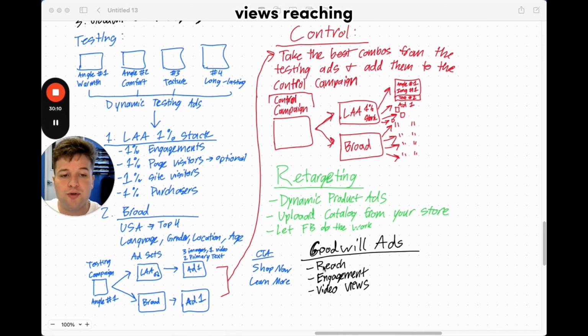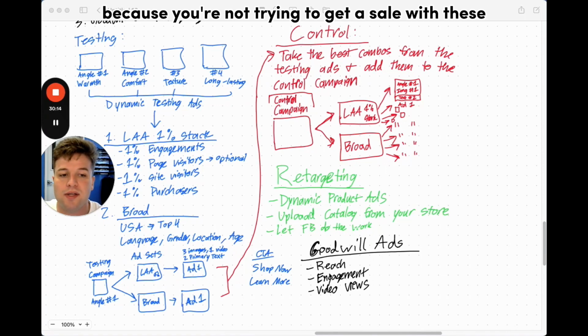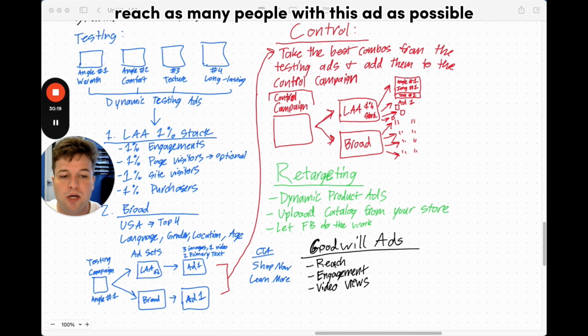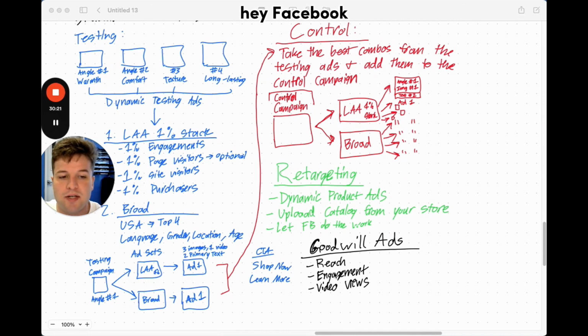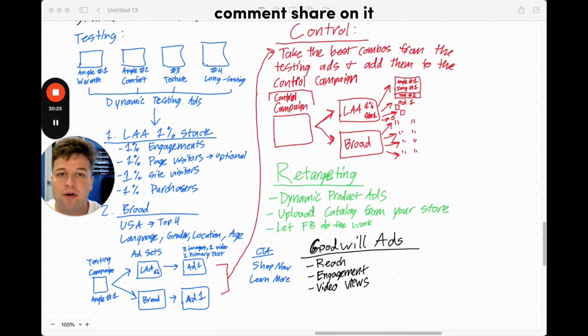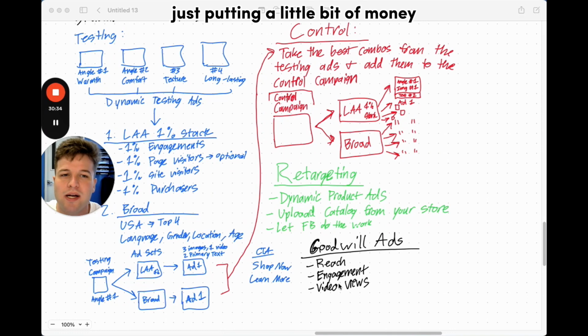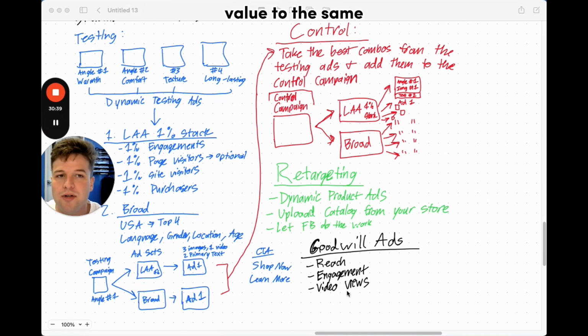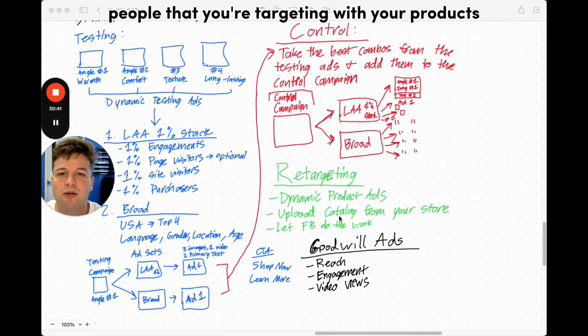So the video views, reach, and engagement ads are extremely cheap because you're not trying to get a sale with these. All that they are is just, hey Facebook, reach as many people with this ad as possible. Hey Facebook, try and get people who are going to engage with my ad and like it, comment, share on it. Send them this ad. Show this to them. The video views one, hey Facebook, put this in people's video feeds. And you're essentially just putting a little bit of money every single day behind some pieces of content that are really good value to the same people that you're targeting with your products.